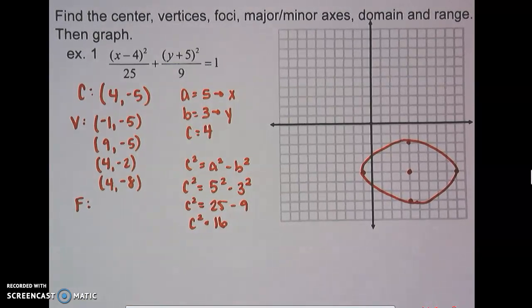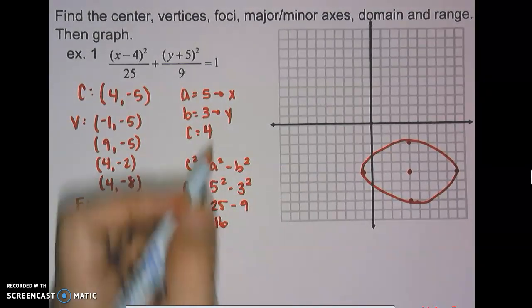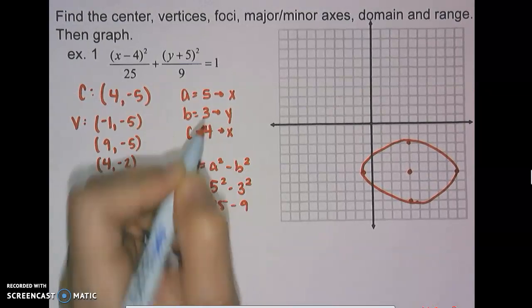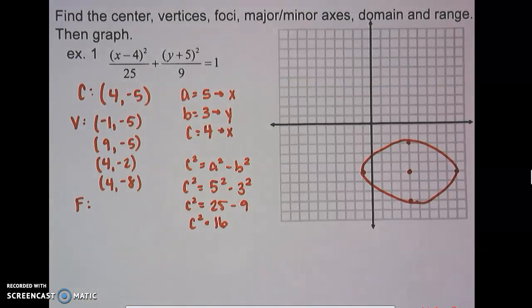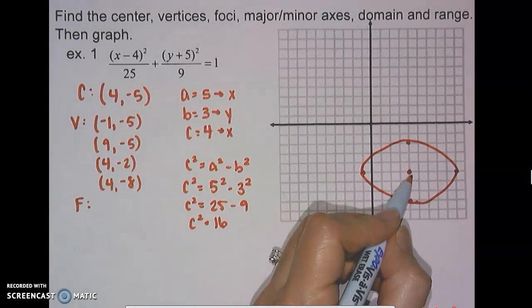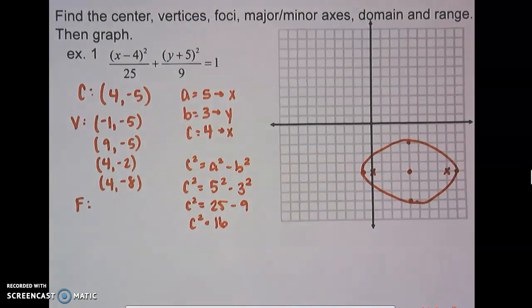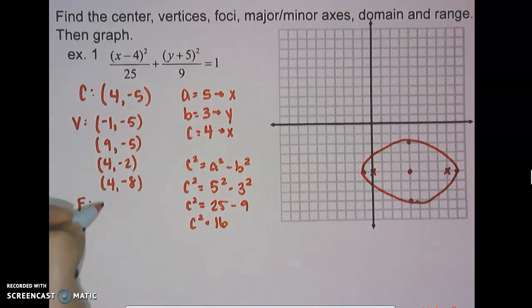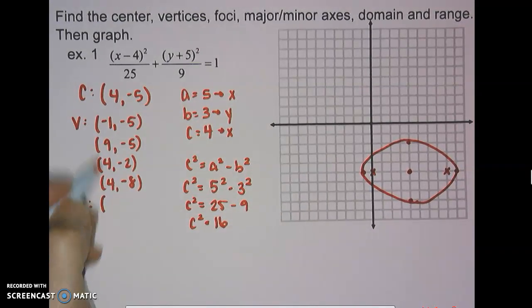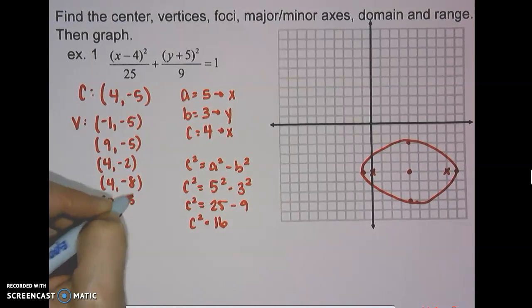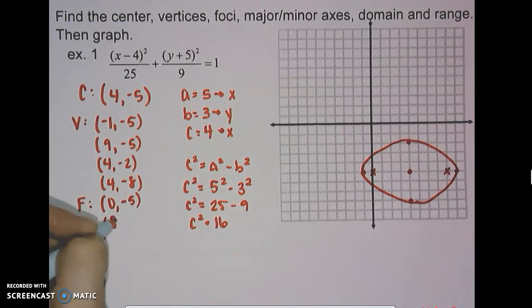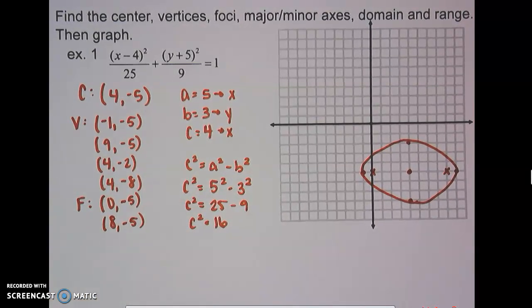Now, a and c are always associated with the same letter, so that means that our c value of 4 is going to also be associated with the x. What that means here is we're going to count 4 spaces, both left and right, and mark those points. So our two focus points are going to be 0, -5, and 8, -5. Okay?